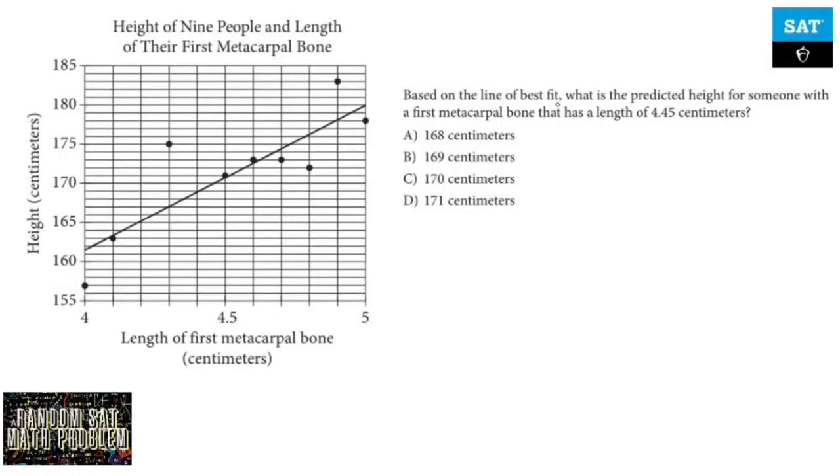Based on the line of best fit, what is the predicted height for someone with a first metacarpal bone that is a length 4.45? So we've got length of first metacarpal bone. We got 4.5, so 4.45. If that's 4.4, 4.45 is right there. And using my line of best fit, if I go up here and match that right there, we are right spot on 170. So I'm going to go with 170 right there. That's my answer, and I'm sticking to it.